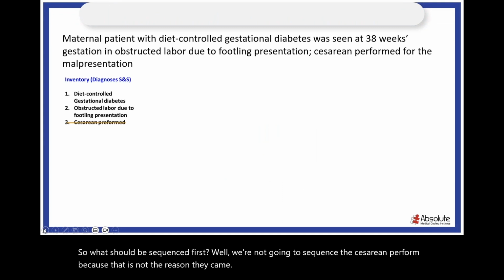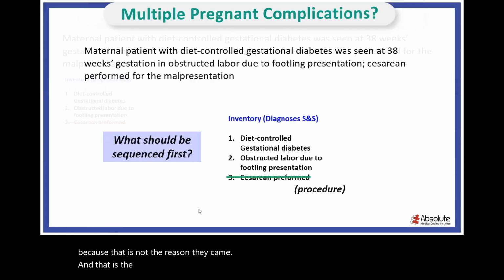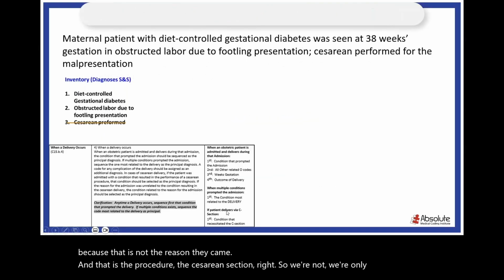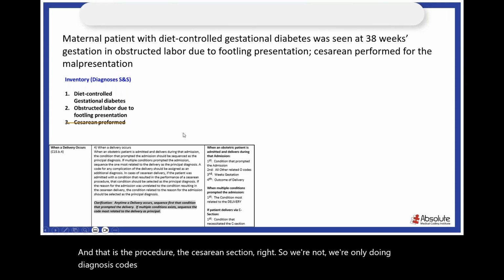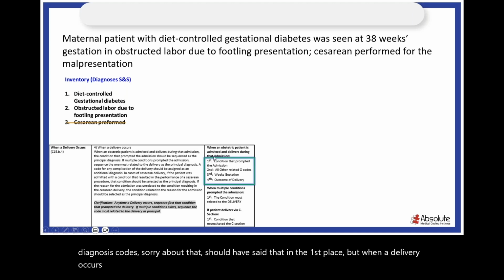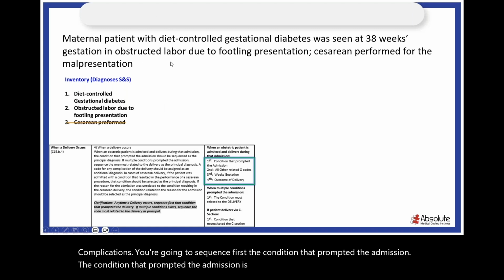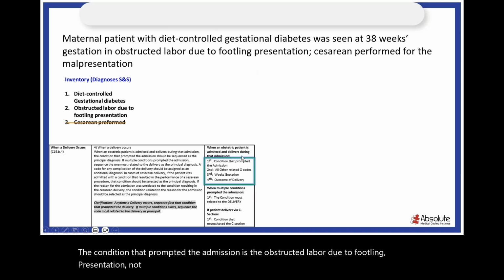And that is the procedure, the cesarean section, right? So we're only doing diagnoses codes. Sorry about that. I should have said that in the first place. But when a delivery occurs and they have multiple complications, you're going to sequence first the condition that prompted the admission. The condition that prompted the admission is the obstructed labor due to footling presentation, not the patient's gestational diabetes.